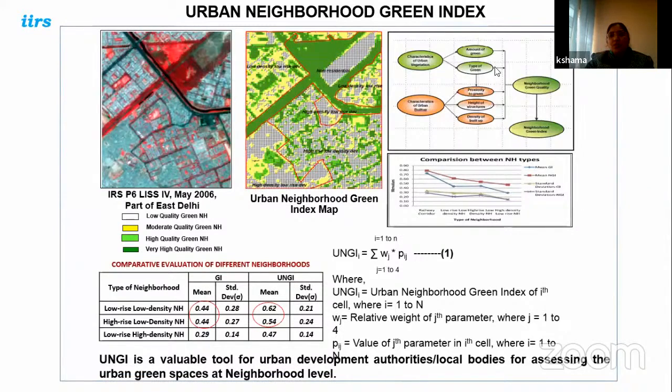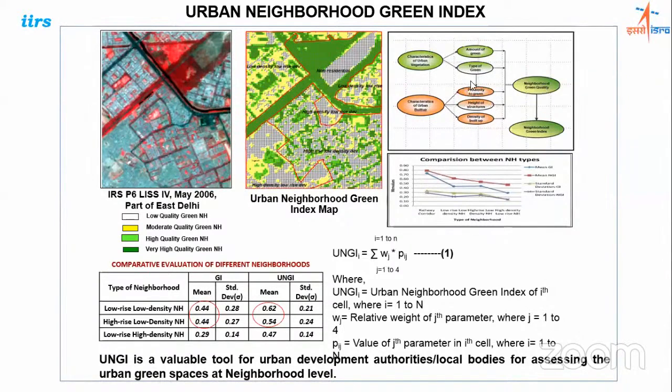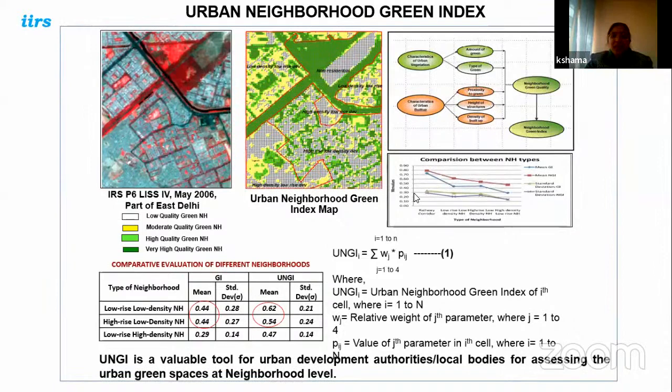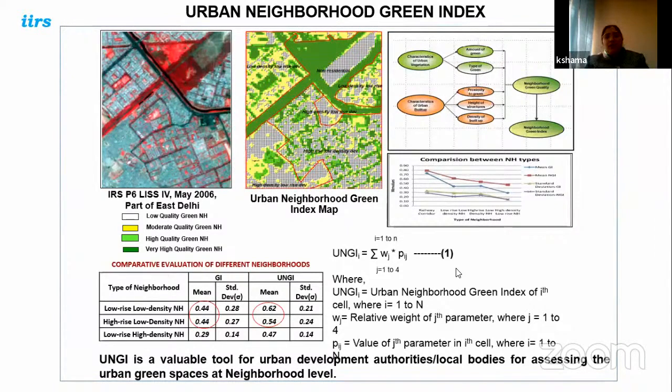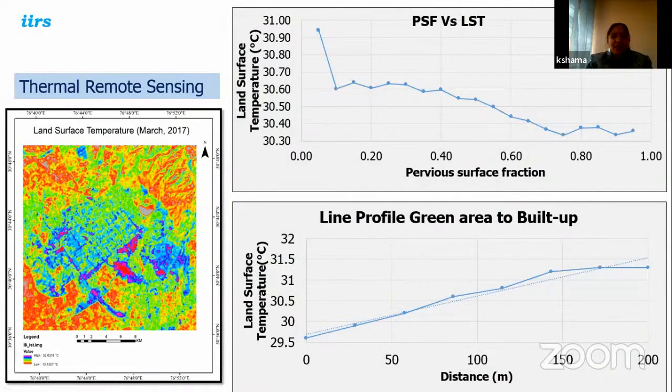So here there are a lot of multiple parameters like amount of green, type of green, proximity to green, height of green, and density of built-up. All these parameters have been taken and combined together to create an index. You can do a comparative analysis of different areas and see which area has good development and which area has less vegetation. So all this can be analyzed.